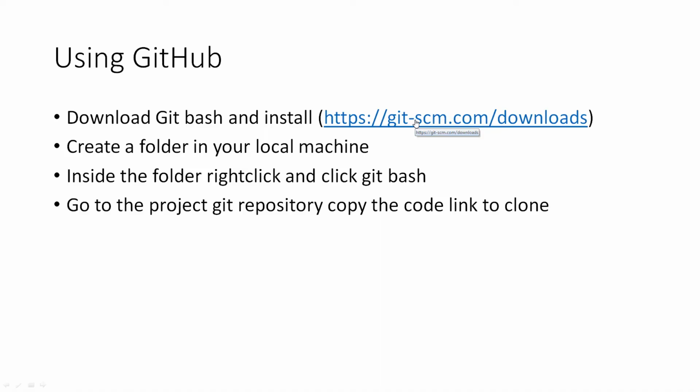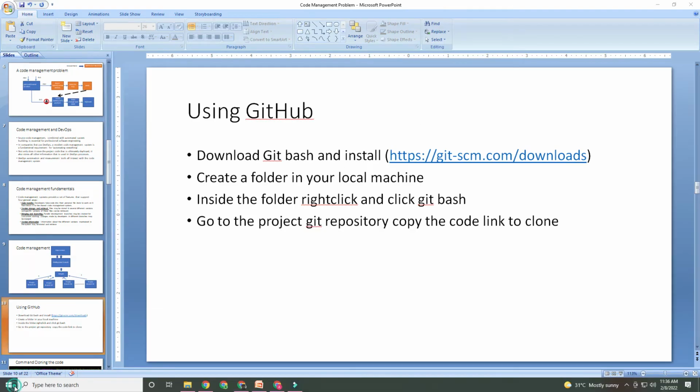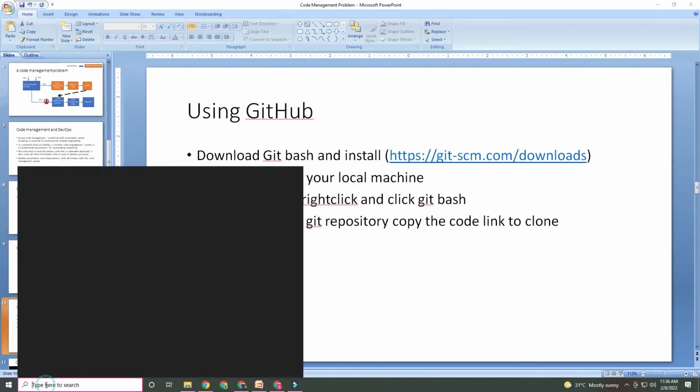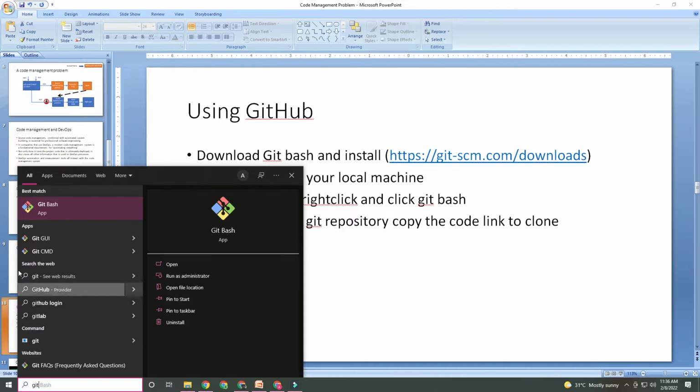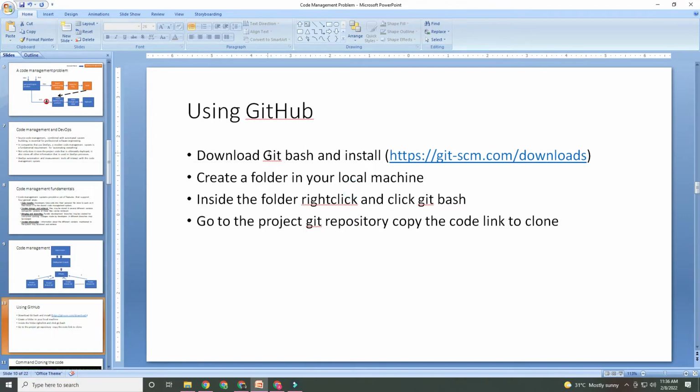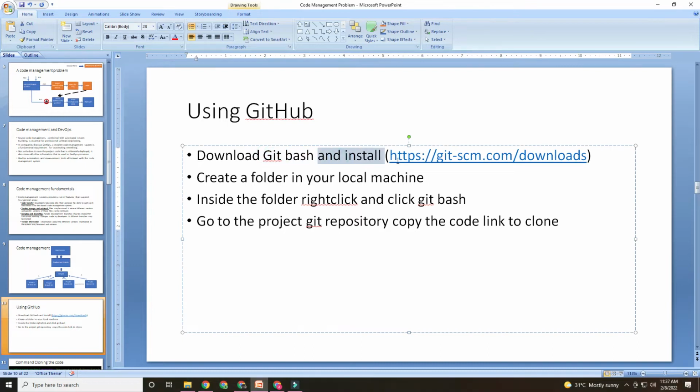Once you have installed it, go to the Start menu and type git bash. See, Git Bash is there. You can just click it and work on it. So this is the software. You have to download the Git Bash software and install it. This is the link to install.